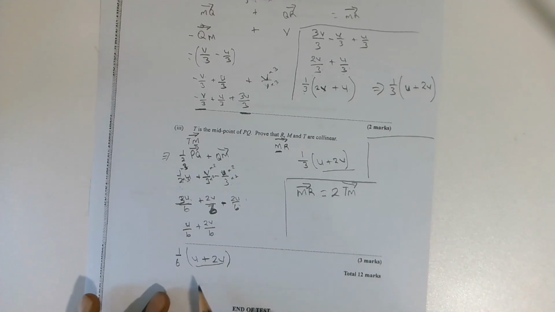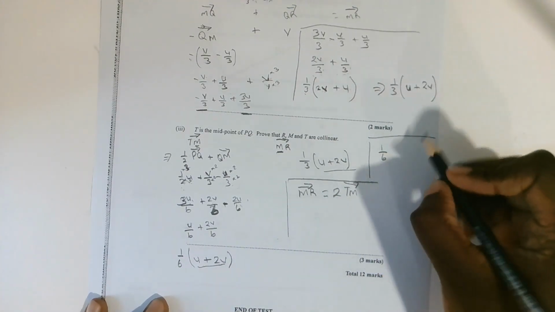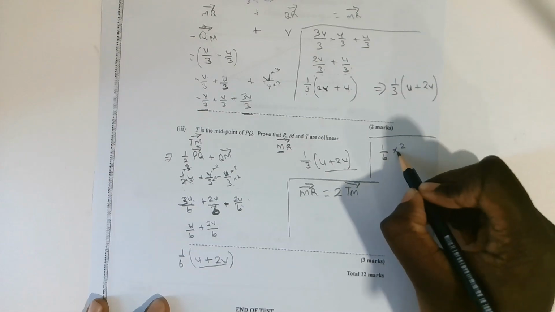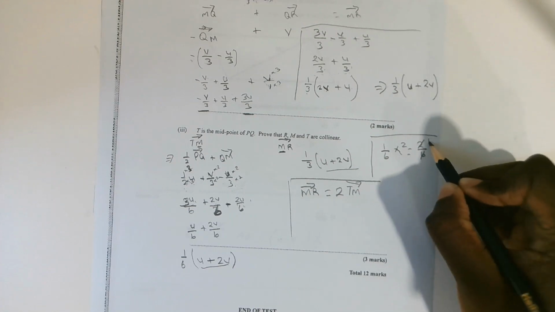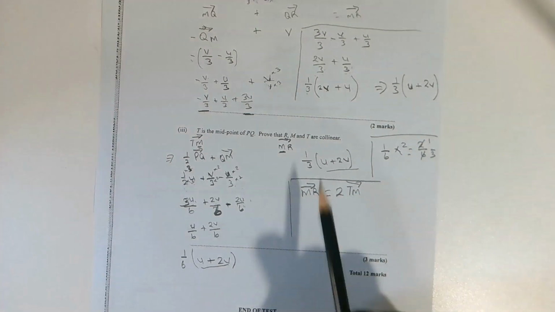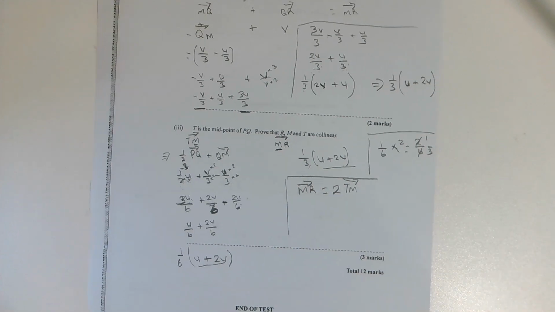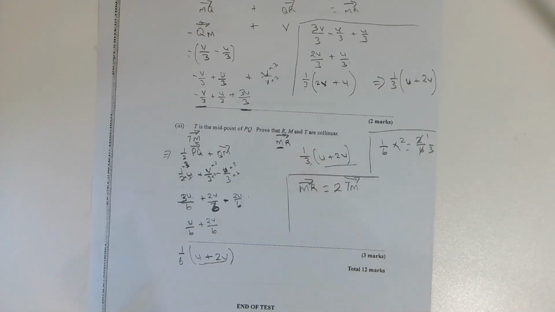So to prove this point, if I take my 1/6 and multiply this by 2, I will have a third. So 2 times 1 gives me 2, and 2 over 6 simplified gives me a third, which is exactly the same as my vector MR. So this is one approach that we can use to prove whether our 3 points are collinear, or on the same straight line, whichever phrase you want to use. This is just one approach.